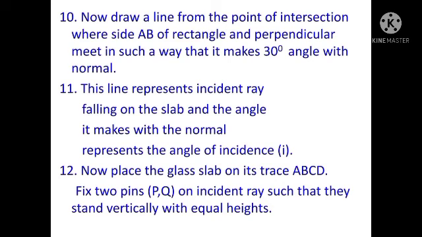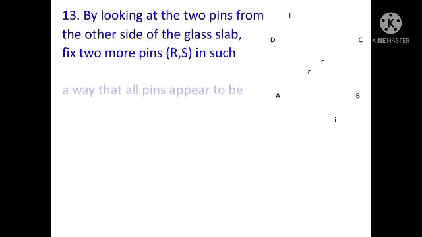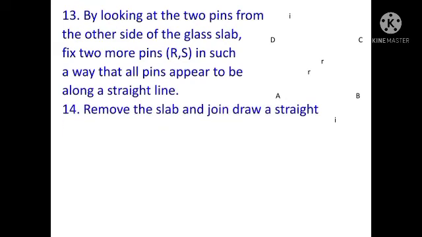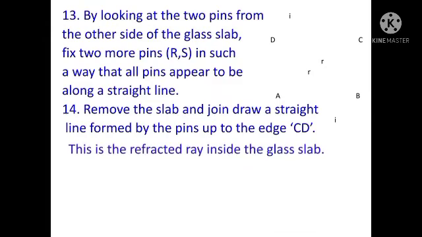Fix two pins on the incident ray such that they stand vertically with equal heights. Here we are fixing it at the angle of incidence. By looking at the two pins from the other side of the glass slab, fix two more pins in such a way that all pins appear to be along a straight line. Remove the slab and join. Draw a straight line formed by the pins to the edge CD.